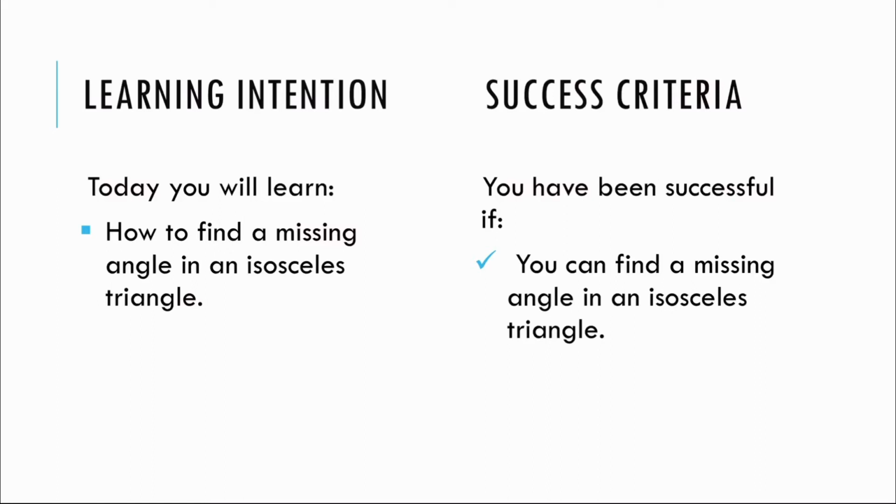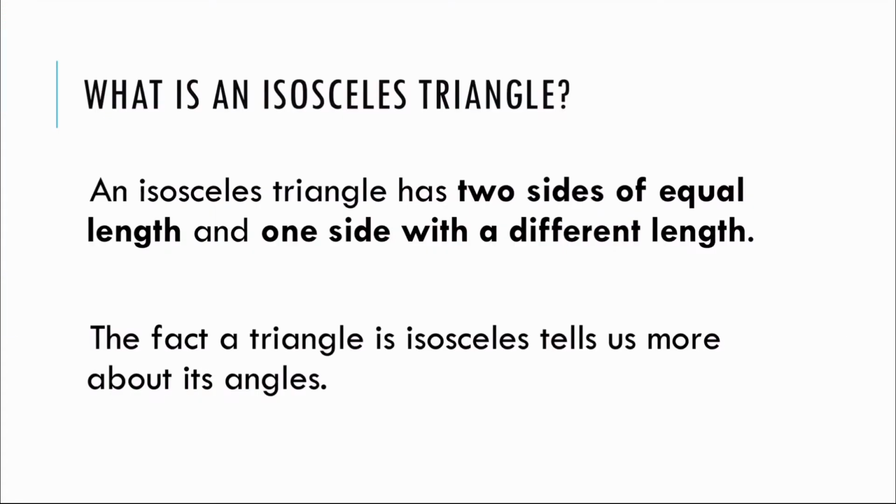In today's lesson you will learn how to find a missing angle in an isosceles triangle, and you should be able to do this yourself by the end of the lesson. So what is an isosceles triangle? And this should be a little bit of revision for us.